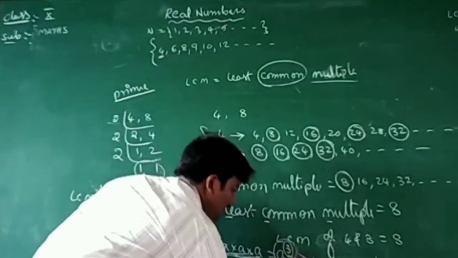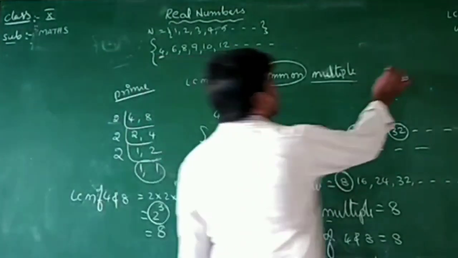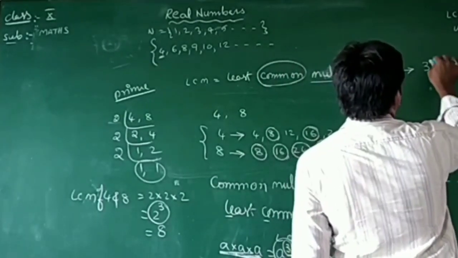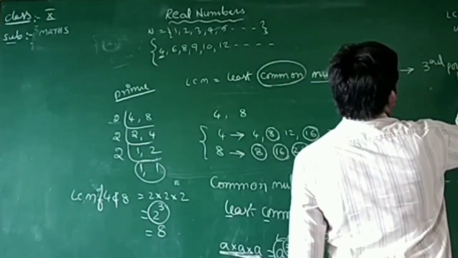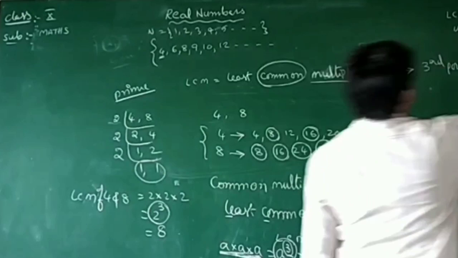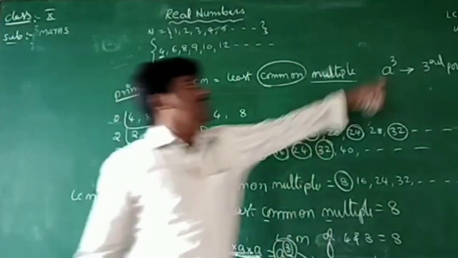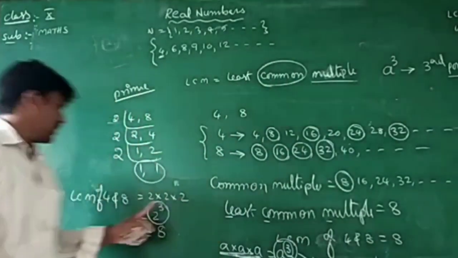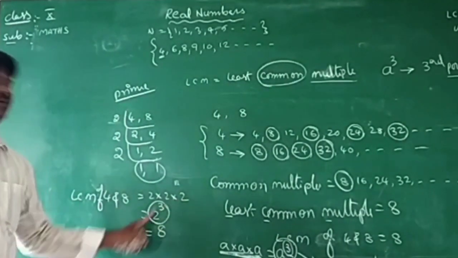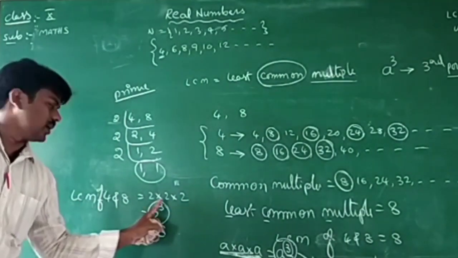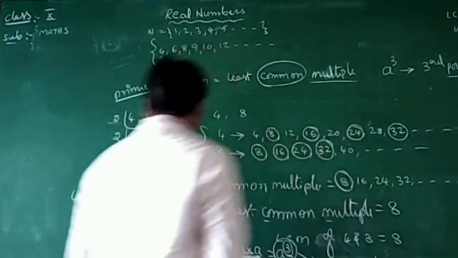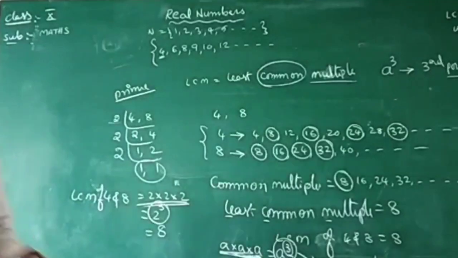The total notation a cube is called the third power of a. The total a cube is called a power. Like that, 2 into 2 into 2. So now 2 cube is the third power of 2. Like that, any number can be written in power notation also.